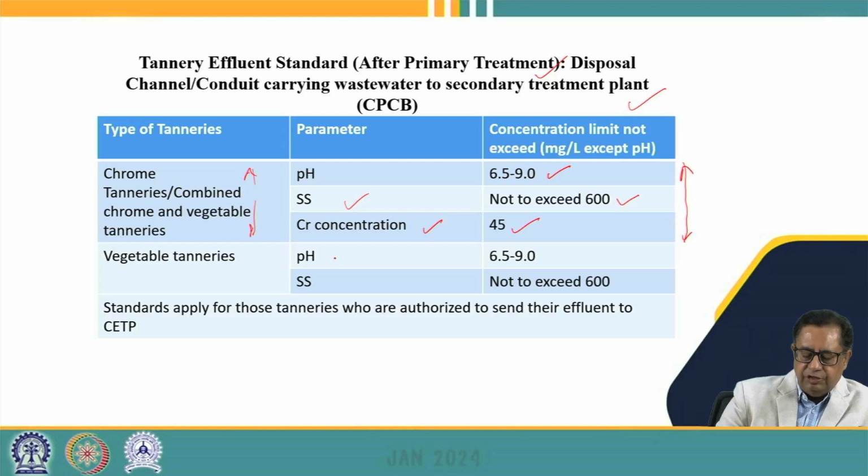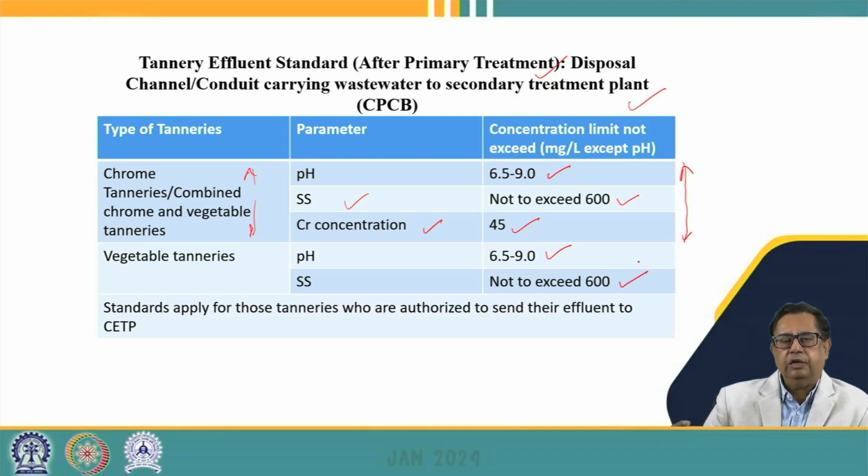Similarly, if you are having only vegetable tanneries, in that case the pH should be between 6.5 to 9, and the suspended solids should not exceed 600. Here chromium is not there because we are not using the chrome tanning process. So these standards may be applied when we are taking this wastewater to a common effluent treatment facility.